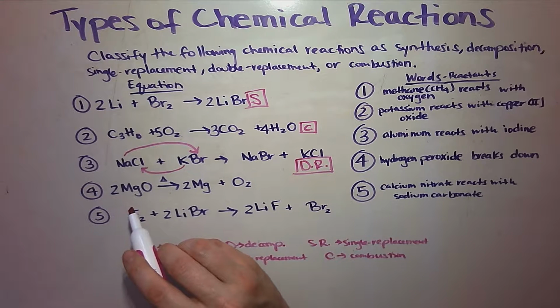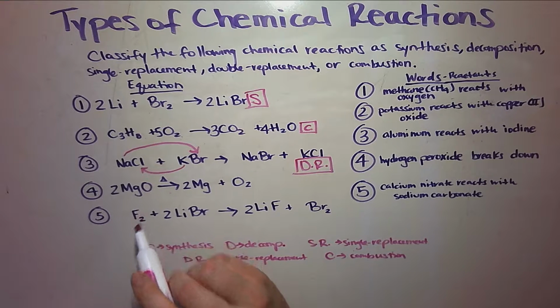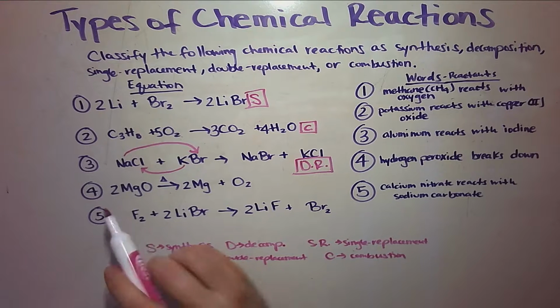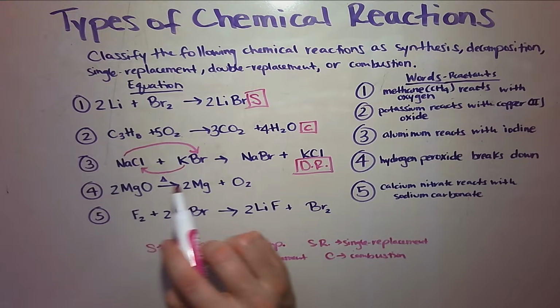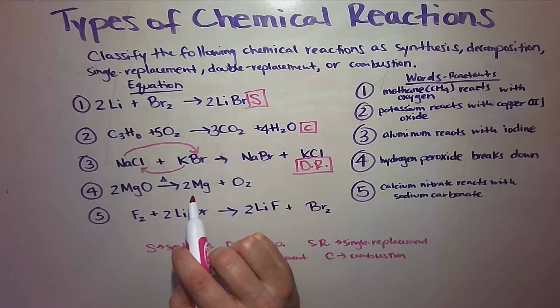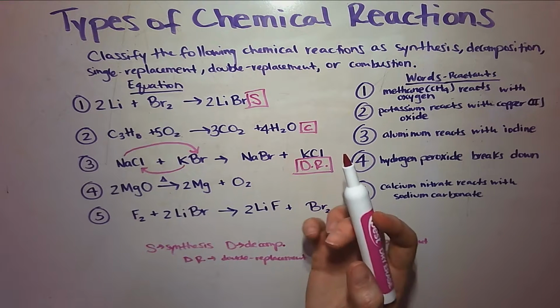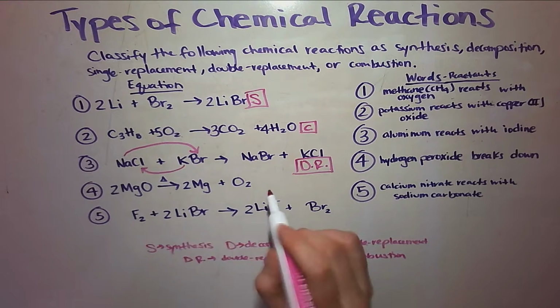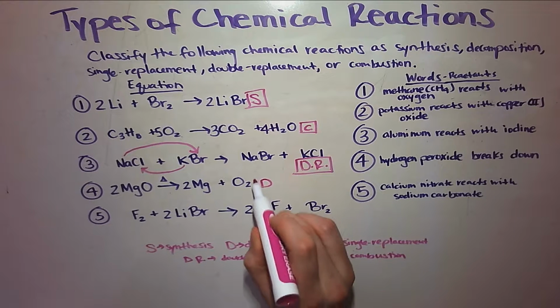All right, number 4, I only have 1 reactant, so that should be a clue right off of what type of reaction this is. Because I have 1 reactant, and it's being broken down or split up into 2 separate pieces. So this is actually a decomposition reaction, so I'm going to put a D.